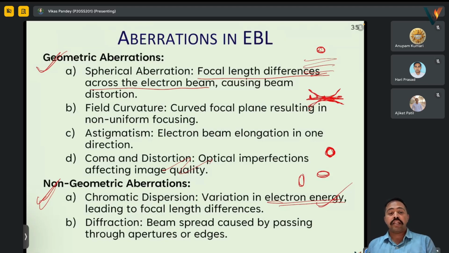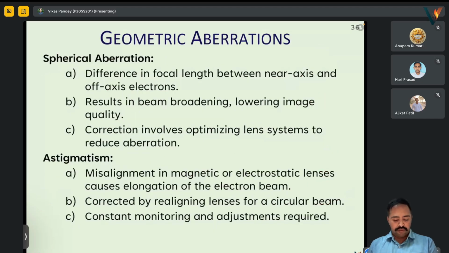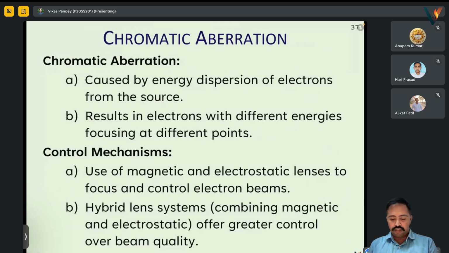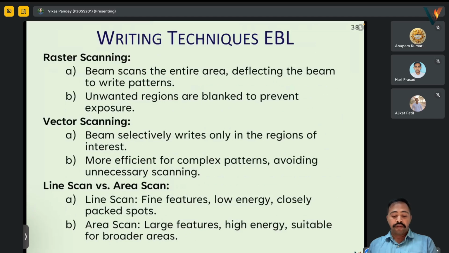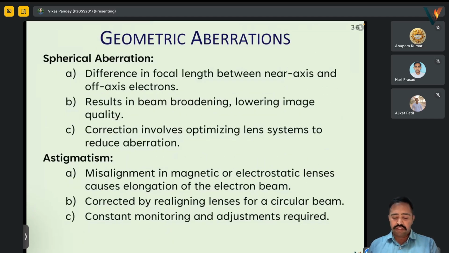Second is diffraction, that is, the beam will spread through the edges. Again, that will lead to non-geometric aberrations. These you can see in detail, I'll put them here.